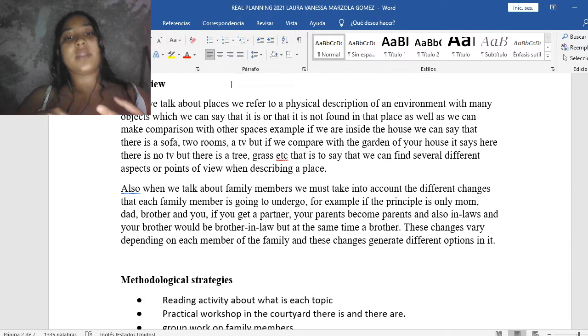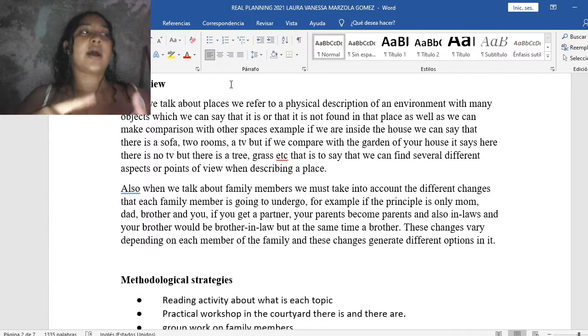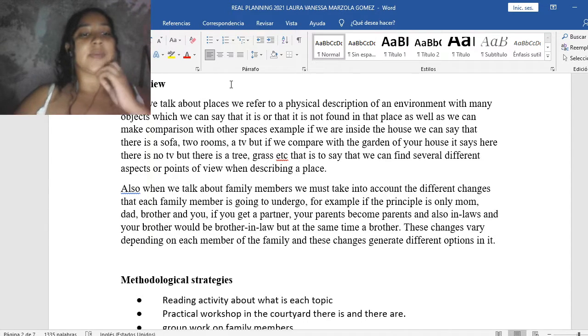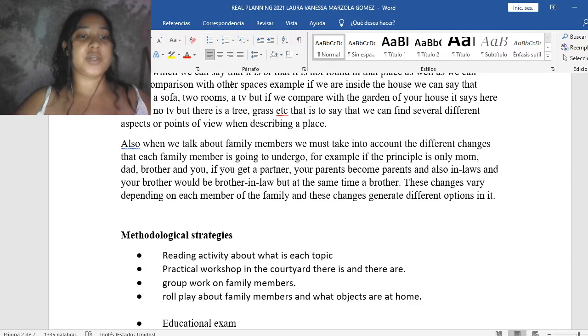But if we compare with a garden, in the garden you can find a sofa, you can find a television, for example. No, but if you are in a garden, you find a tree, flowers, a big garden. It's similar. You compare the situations.